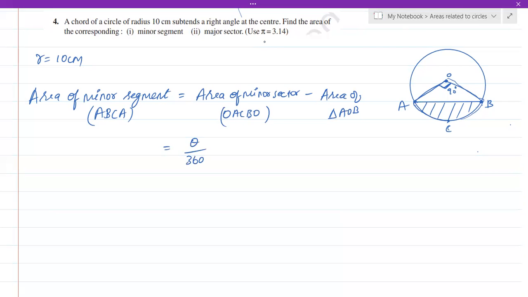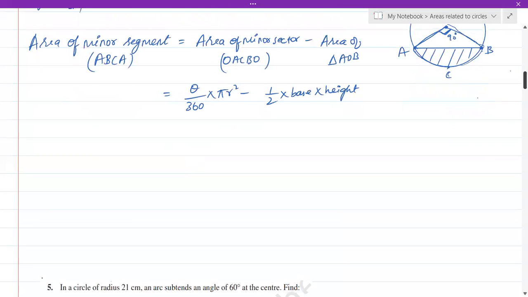How do we find the area of the minor sector? Theta by 360 into pi r square. That is the formula. And how do we find the area of a triangle? Area of a triangle is half into base into height, right? Before substituting, is there anything common that you can take? No, there is nothing common, so let's not take it. Theta is given as 90, so 90 degrees by 360 degrees, pi value 3.14, and radius is 10 square, minus half. Now, which is the base?